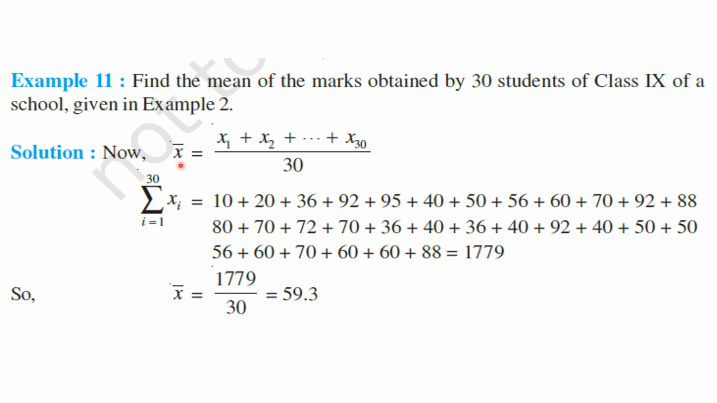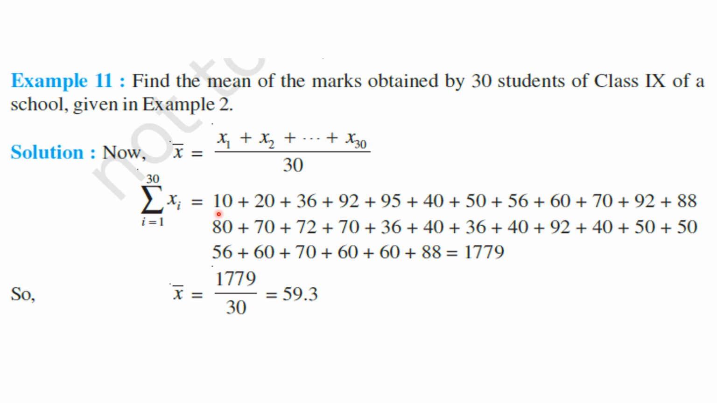Now x bar, that is mean, is equal to x1 plus x2 plus x3 plus and so on plus x30, whole divided by 30. In the numerator we have found the sum of the observations. In the denominator we wrote the number of observations. Understood this statement, children? Sigma i equal to 1 to 30 xi means the sum of the 30 observations. The meaning of this notation is the sum of the 30 observations.